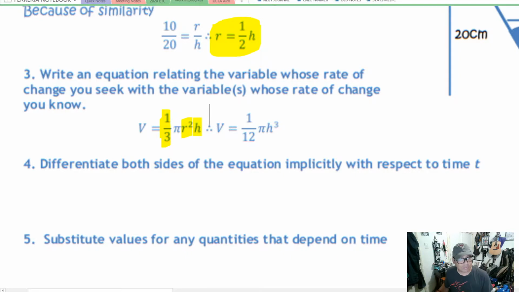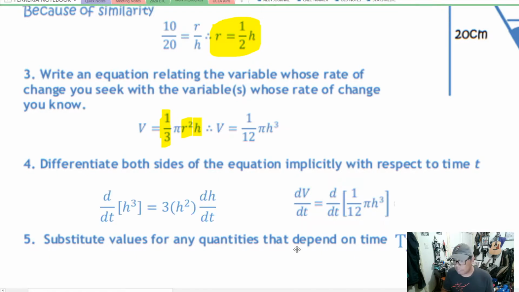Let's take the derivative of both sides. The derivative of volume is equal to the derivative with respect to time of 1/12 pi h cubed. What's the derivative of something cubed? Well, the derivative of anything cubed is 3 times the anything squared, multiplied by the derivative of the anything. So 3h squared dh/dt. Multiply that by the constant pi over 12, and you get yourself that dV/dt is 1/4 pi h squared dh/dt.